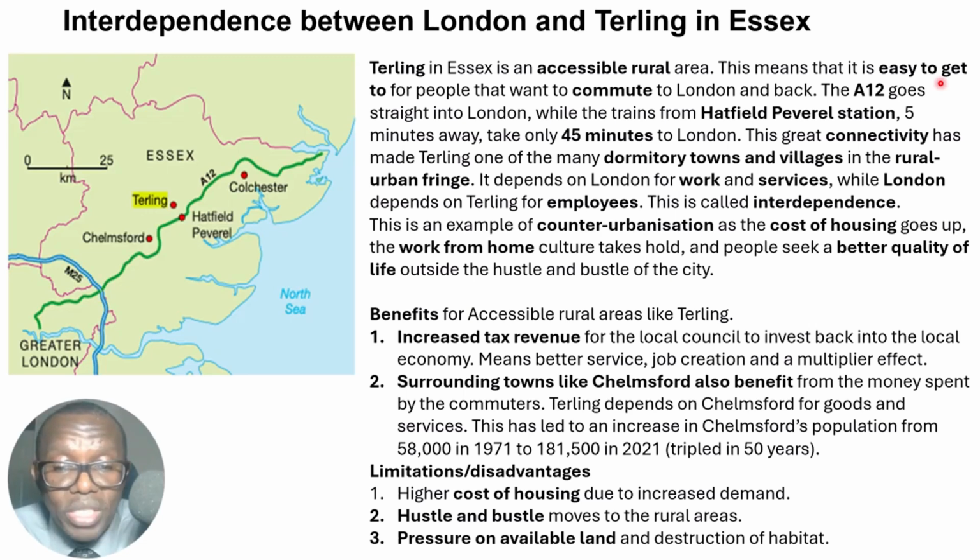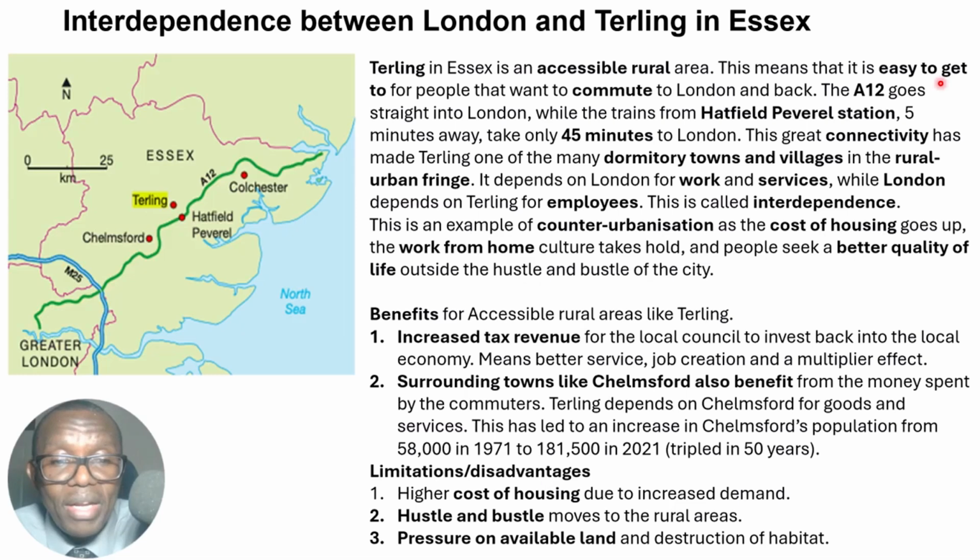However, there are also some limitations or disadvantages. One of those is that due to the increased demand for housing in places like Terling, the house prices there have gone up. And that is obviously discouraging to people who have lived in Terling all their life because they are now priced out of the housing market.